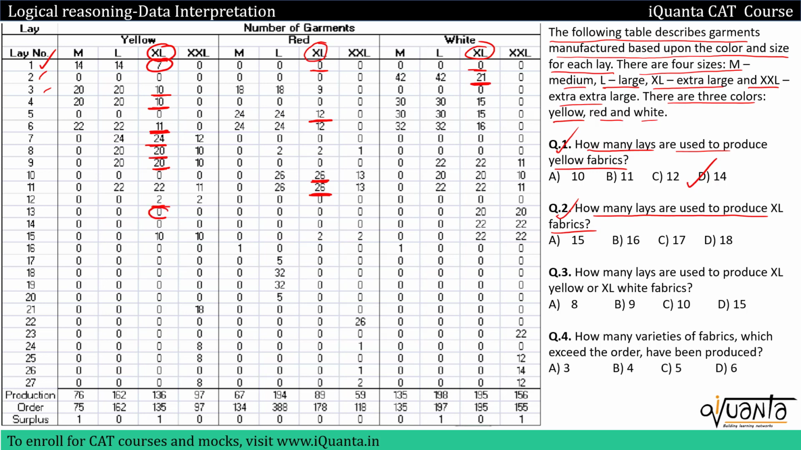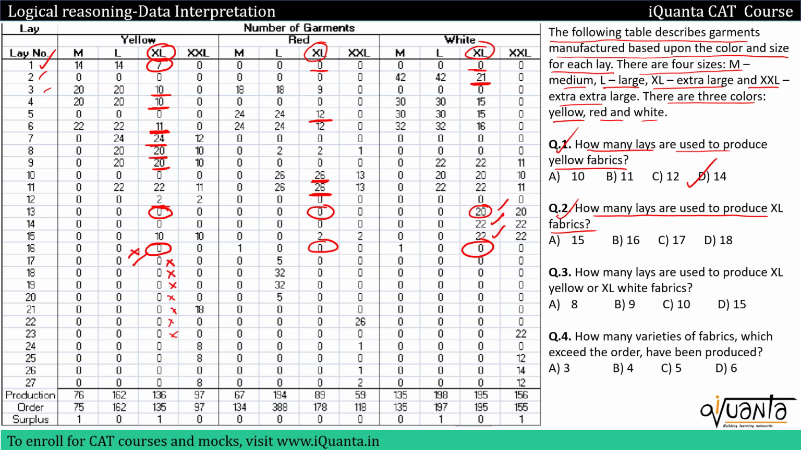As soon as we come to 13, we can see a 0 here, a 0 here, but 20 here. So 13 will also be counted, 14 will also be counted, 15 will also be counted. Now if we come to 16, we have 0 here, 0 here and a 0 here, so this lay will not be counted. Okay? So similarly, those lays in which we have 0 0 0 in XL for yellow, red, white, we will ignore them, rest of them will be counted.